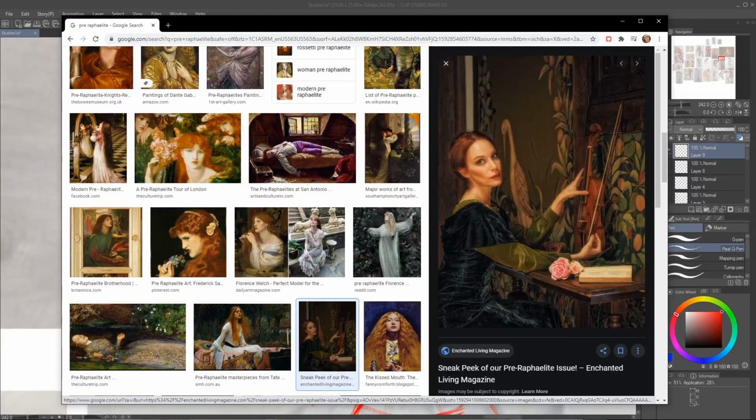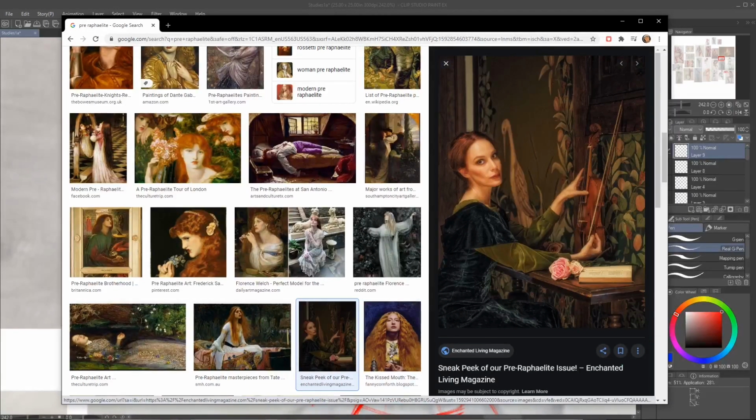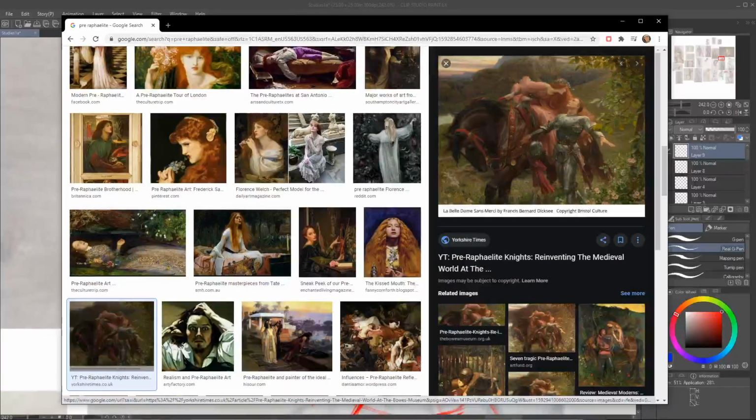Oh, I think is that a photograph? Yeah, that's a photograph. A photograph of somebody trying to mimic Pre-Raphaelite looks.